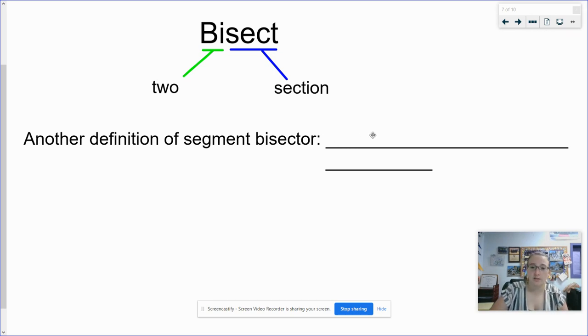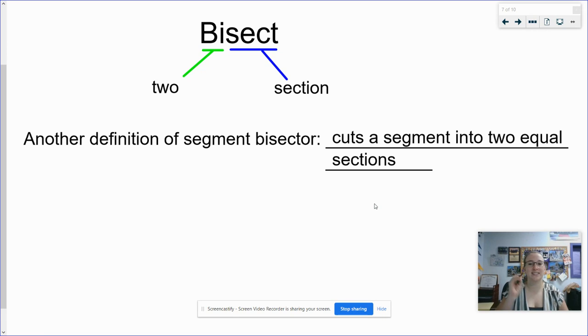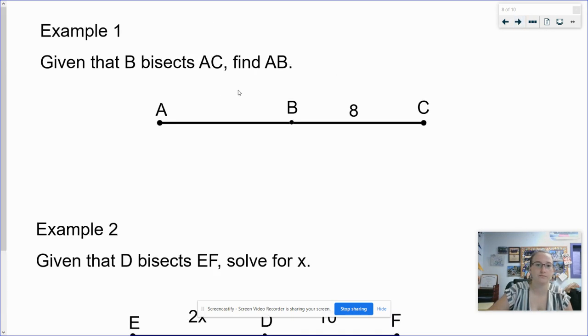Now, the definition that I will always use to make it clear what your setup is, this is another definition of segment bisector. It cuts a segment into two equal sections. So I have my string, and my bisector gives me two equal pieces. That's because if I cut something in half, that's the whole point of sharing, right? If you had a sibling growing up, your mom always had to cut things in half because you had to have the exact same size slice of pizza or whatever. Same thing. Cut it into two equal pieces. Very important for what we're going to do here.